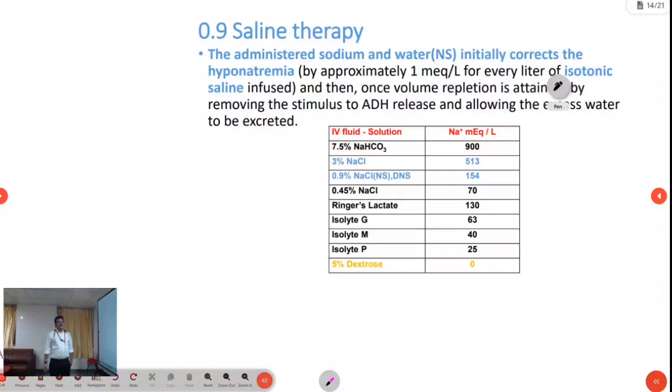Now, if the patient is having dehydration, water deficiency with hyponatremia, you can go for normal saline or DNS. Normal saline is the ideal choice. Normal saline contains around 154 milliequivalents of sodium in 1 liter of water. So, you can give normal saline in volume depleted state.